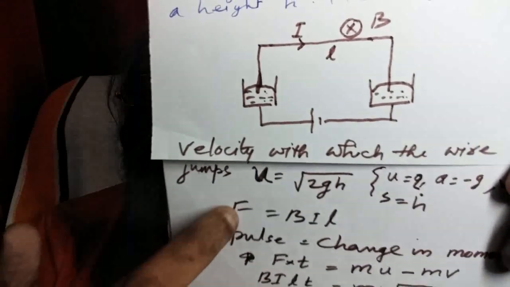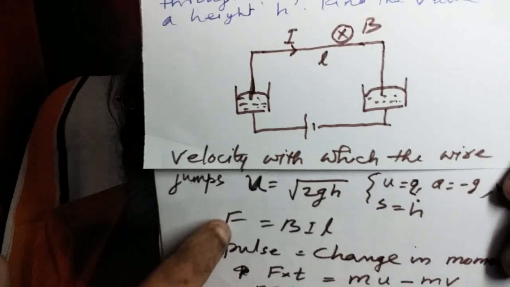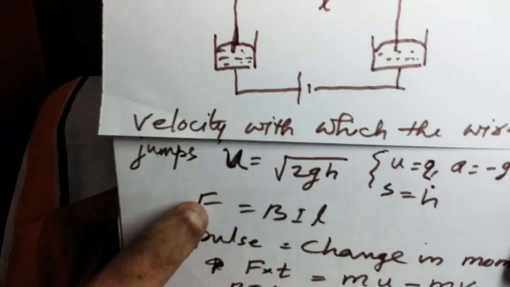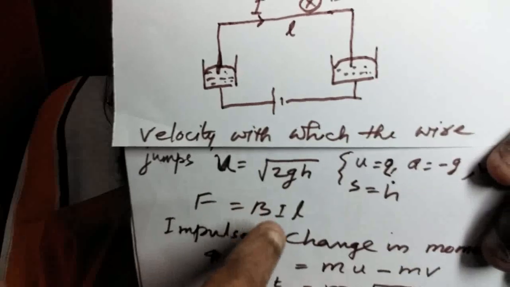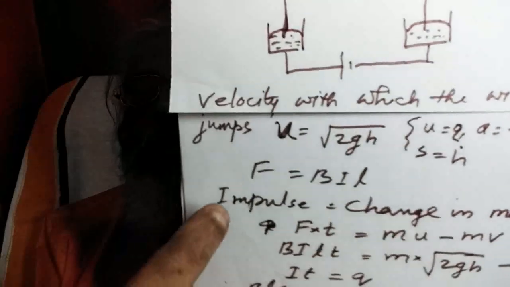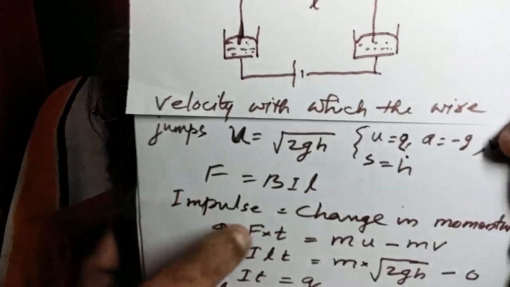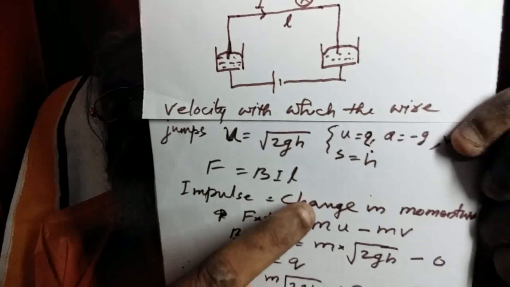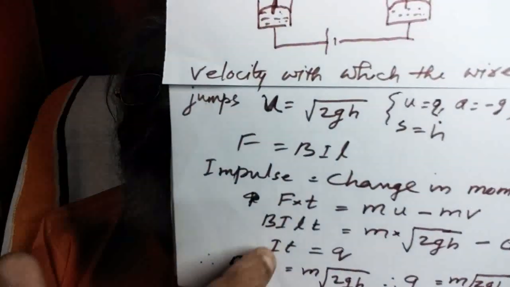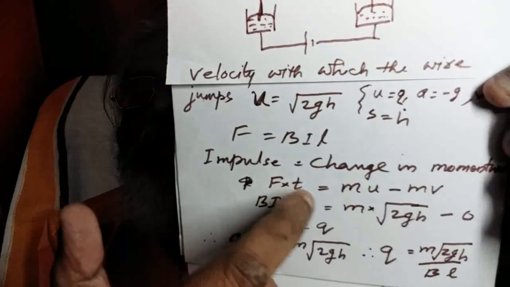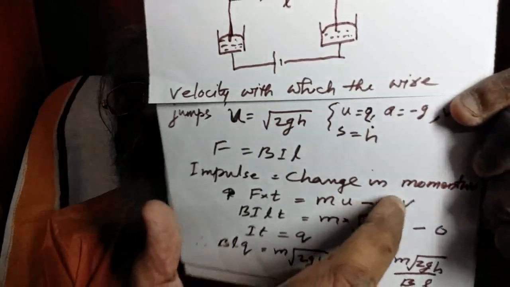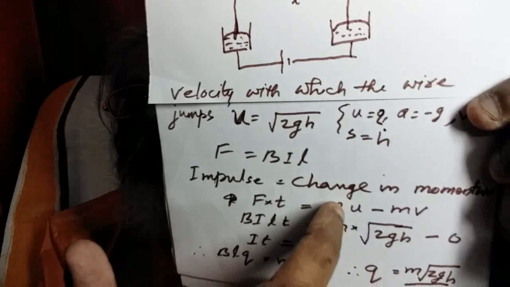Then the motor force on the wire is given by F equals BIL. Therefore, the impulse of this force for a time t equals change in momentum, the impulse momentum principle. That is, impulse F into t equals mu minus mv. Only the change in momentum is required.